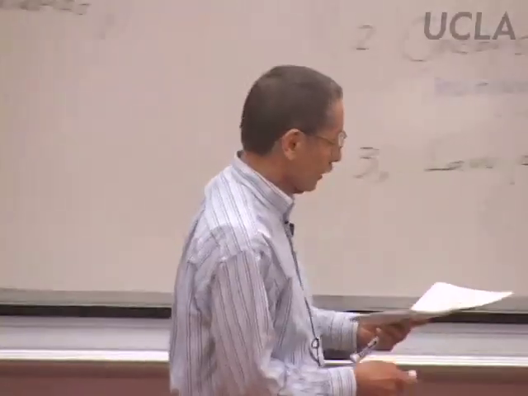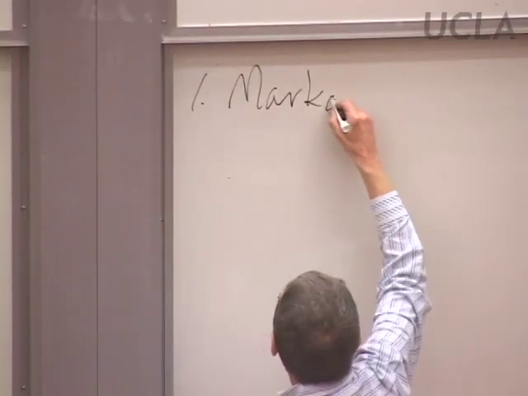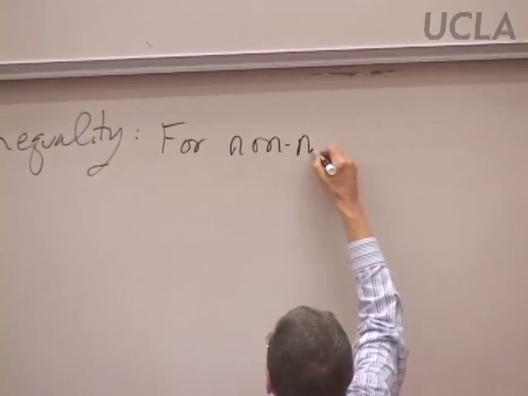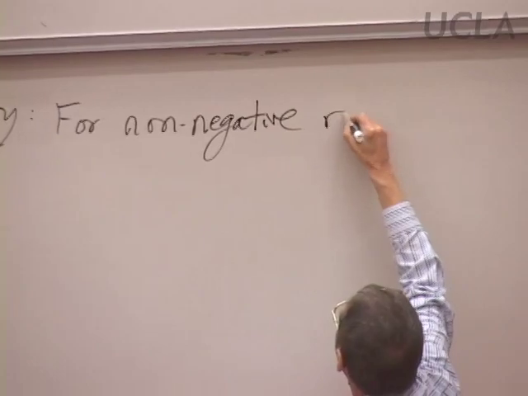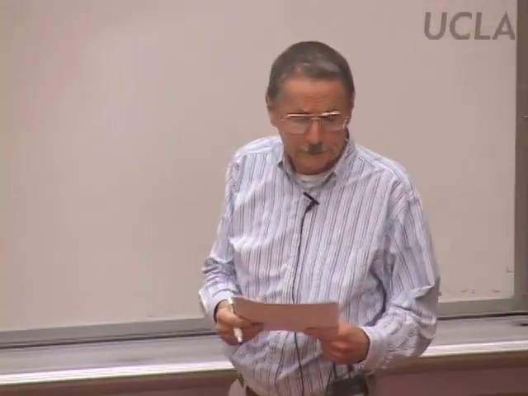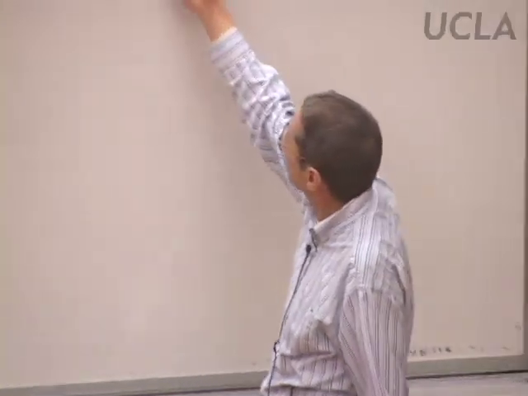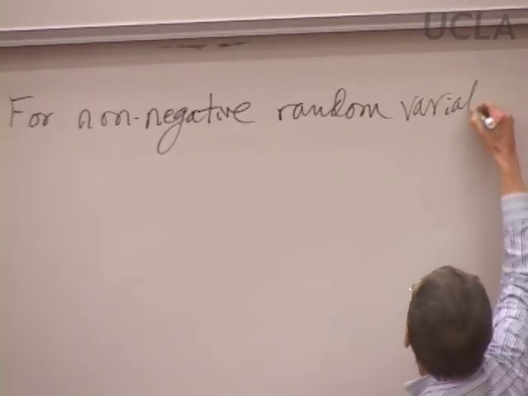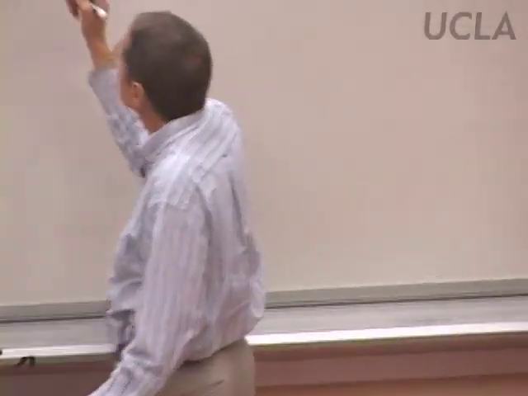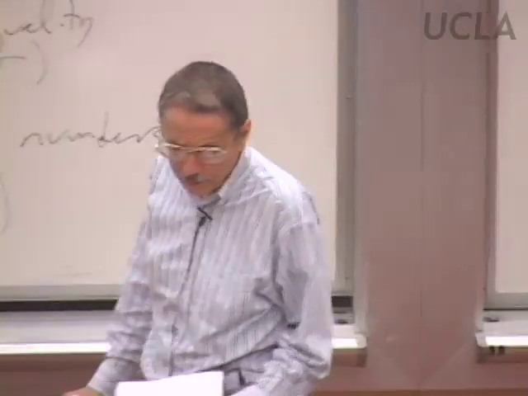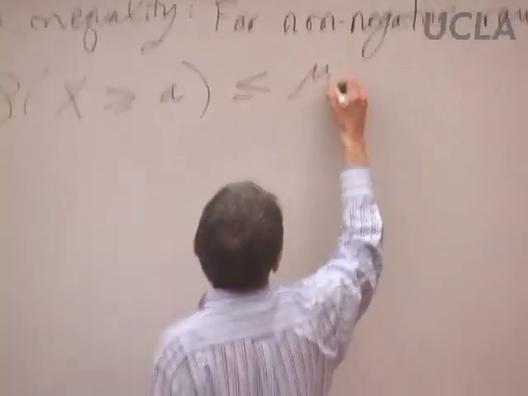Well, let's start with Markov's inequality, which says, the Russian mathematician Markov, applies to any non-negative random variable. That is, the range of the random variable has to consist solely of non-negative numbers. Well, a lot of the things we look at, we know they're non-negative. The probability that X is more than some number a can be bounded. It's less than or equal to mu over a.